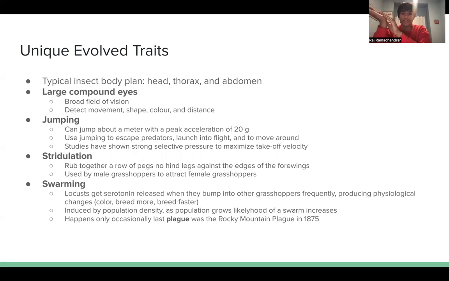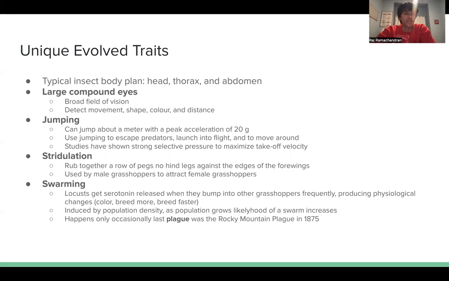Stridulation. We'll look at a video of this in a second, but this is one of my favorite things that they do, which I actually just discovered. I didn't know how they did it until this presentation, but they make this noise which reminds me of cicadas. They have this row of pegs on their hind legs, and they rub it against the edges of their forewings really fast, and it makes this vibrating noise. It's used by male grasshoppers to attract female grasshoppers.